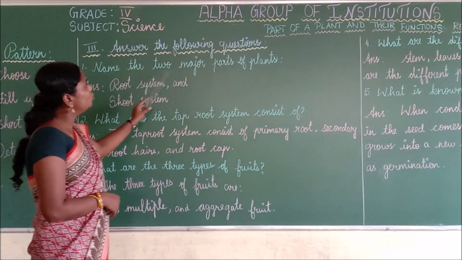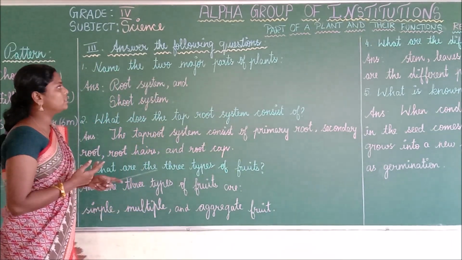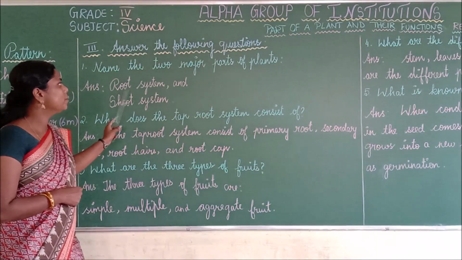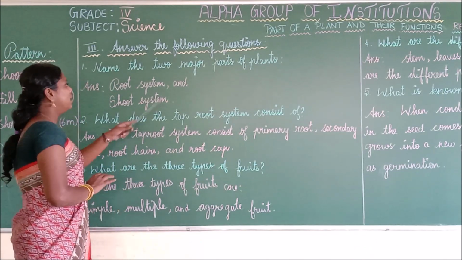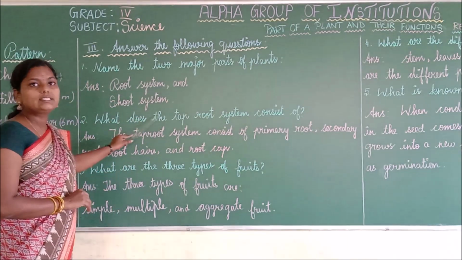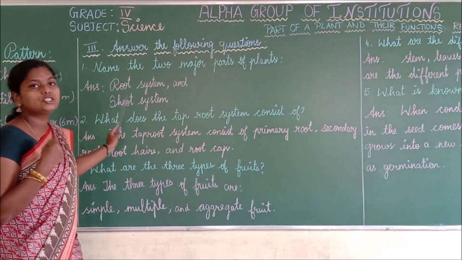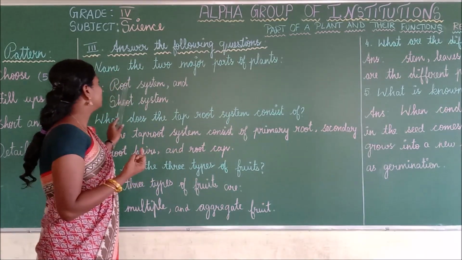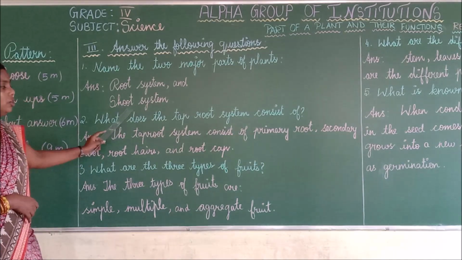Name the 2 major parts of plants. What are the 2 major parts of plants? The first one is root system, which is down in the ground. And the second one is shoot system, which is above the ground. So the first one is root system and the second one is shoot system.